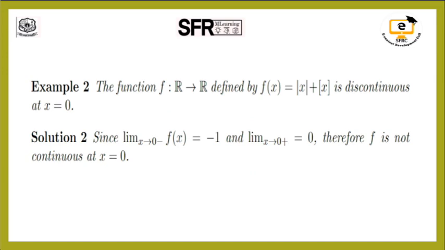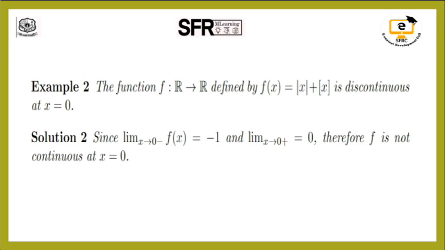So now to prove this function is not continuous at the point 0, we are going to take the limit of the function at 0 from left side and right side. So limit x tends to 0 minus f of x. If we are approaching 0 from left side, then mod of x is actually 0 and the integral part is negative, right. So the integral part of minus 0.5, minus 0.3 all are minus 1. So 0 plus minus 1 is minus 1. So the left hand limit is minus 1.